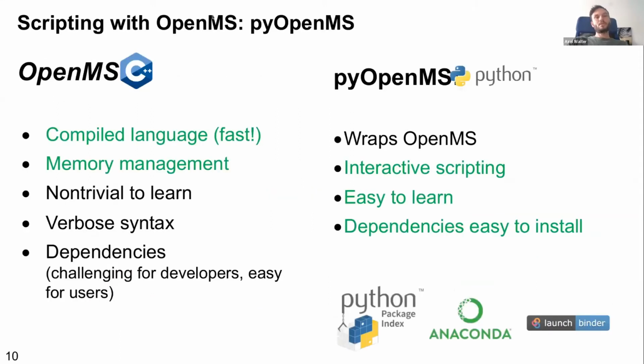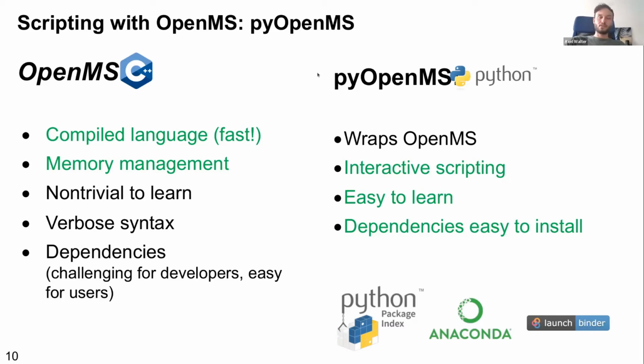Now for scripting with OpenMS, so the core library of OpenMS is built in C++, and this has some advantages, like C++ is a compiled language, so it's very fast, and also facilitates nice memory management. The downsides might be that it's non-trivial to learn, and it has a verbose syntax. And also dependency management can be quite a challenge for the user or for the developers. You as a user, you don't care usually, but if you want to build new algorithms, it can be tough.